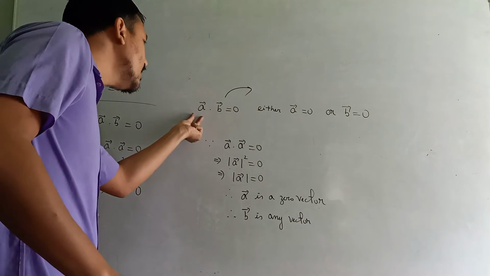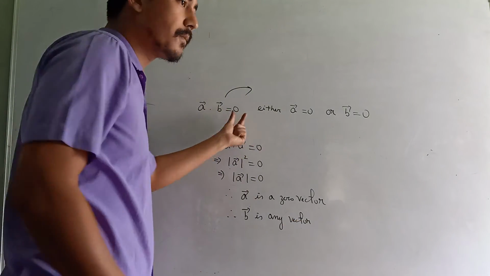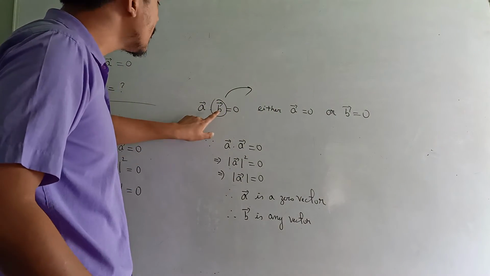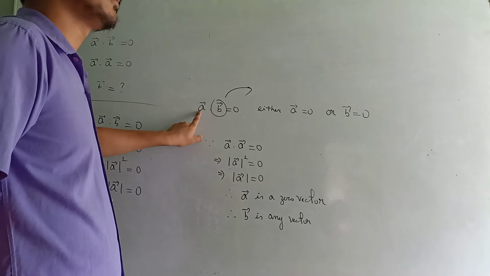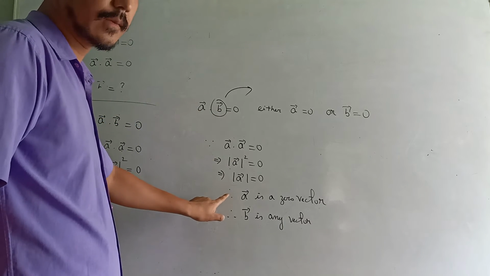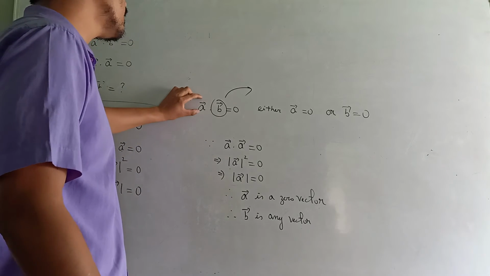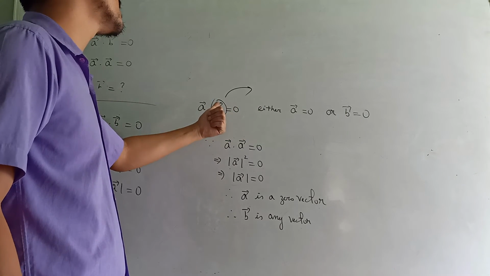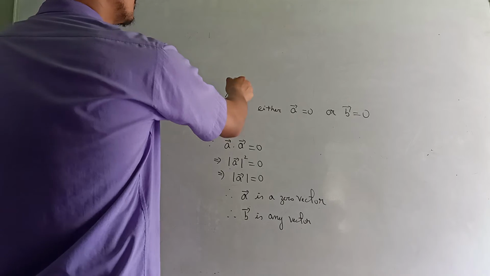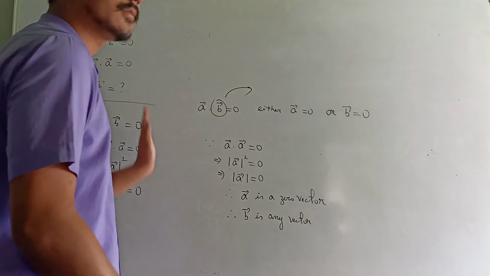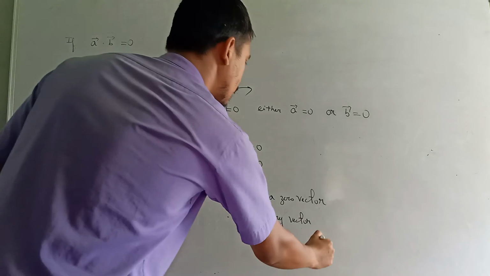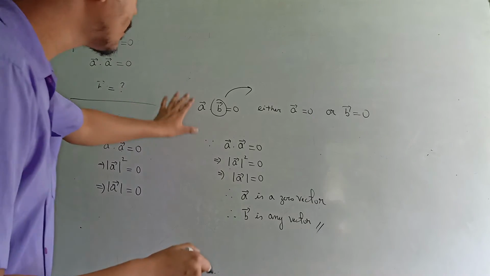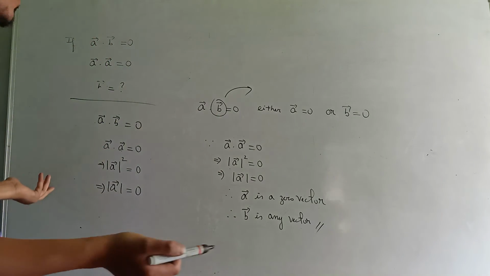The result didn't depend on this one. The result depends on this one according to the situation. Since A is a 0 vector, the result is 0. But the result doesn't depend on B, only on A. That means whatever vector B you take, this result holds. It's very obvious, but we need to express it in this way, because if it comes, it may carry 2 marks.